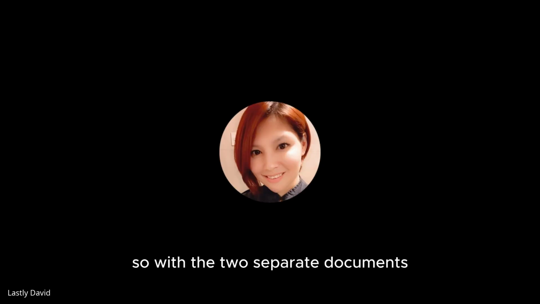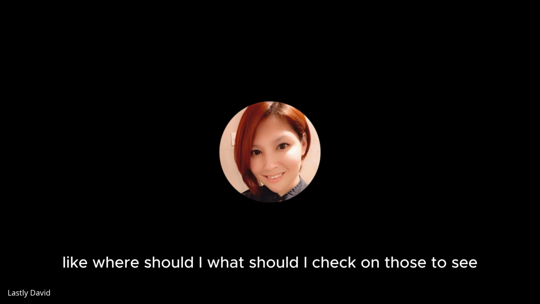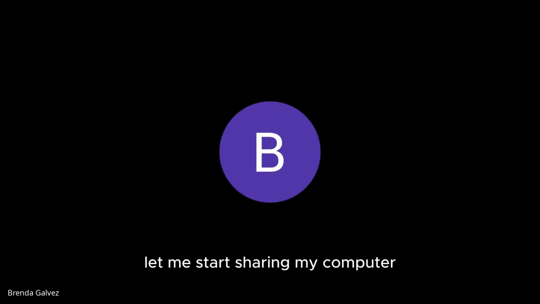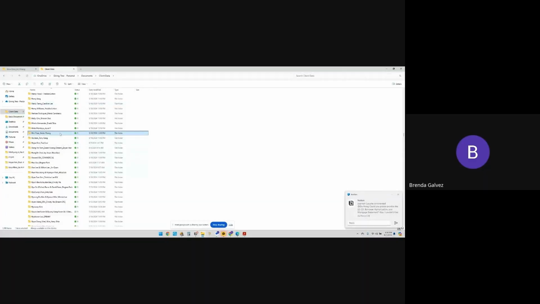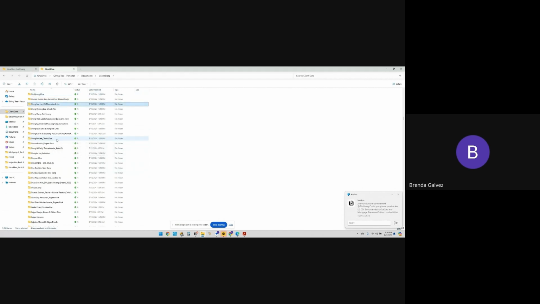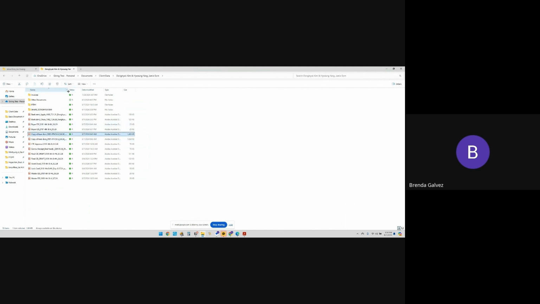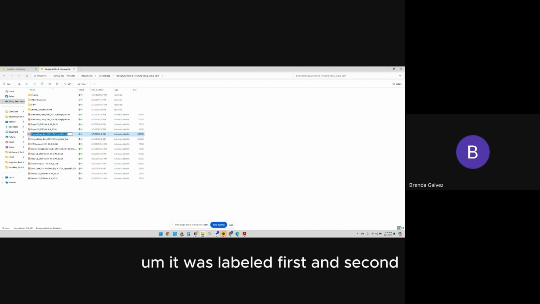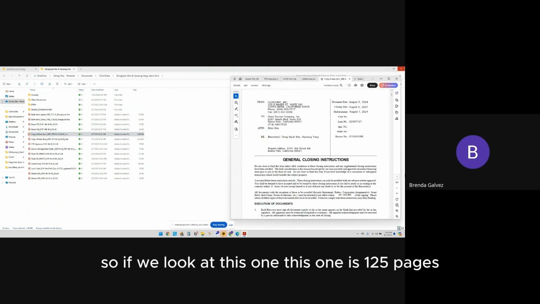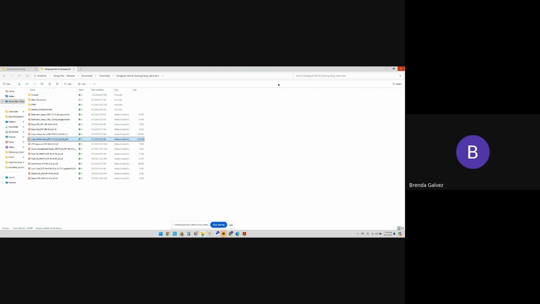Okay, so with the two separate documents, what is the difference? What should I check on those to see? Let me start sharing my screen, and let me see if I can find a set. So, for example, this one right here was labeled first and second. If we look at this one, this one is 125 pages.